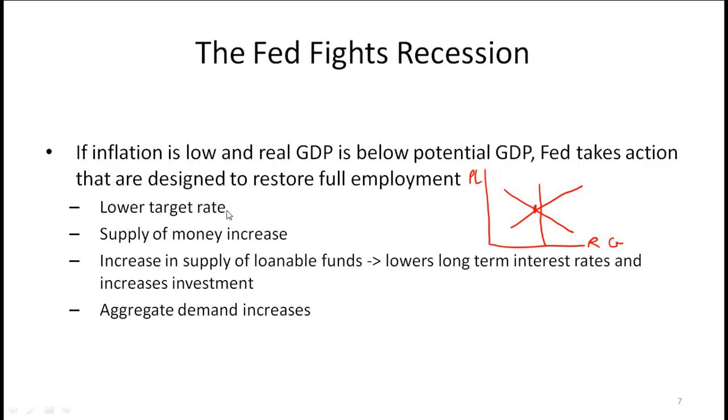What it will do is lower the target rate, so it will lower the federal funds rate. As we saw in the previous slide, the supply of money will increase. When there is more money in banks, more reserves at banks, that will increase the supply of loanable funds, and this lowers long-term interest rates, which causes investment to go up. When investment goes up, what happens to the aggregate demand curve? The aggregate demand curve will shift to the right. So essentially, the Fed has kicked the economy out of a recession.